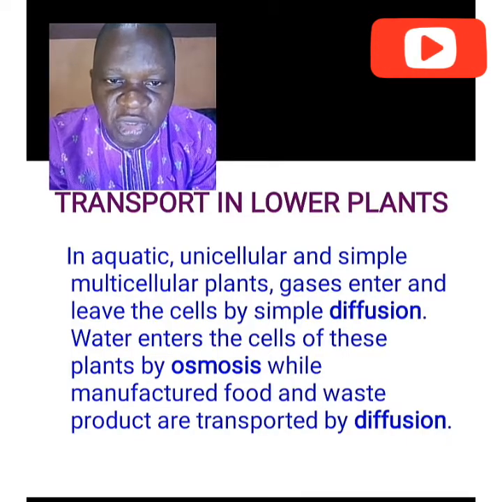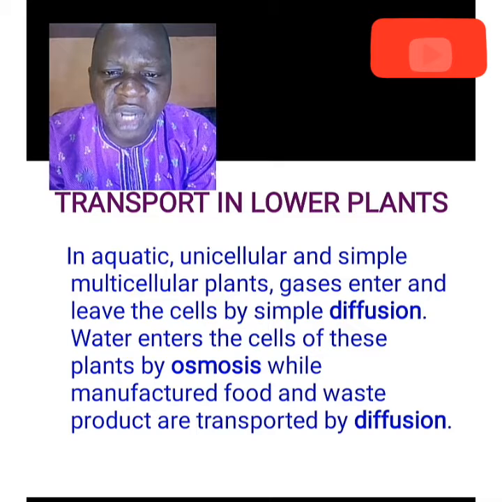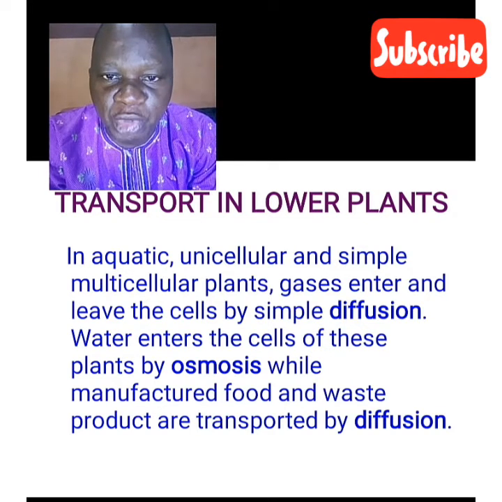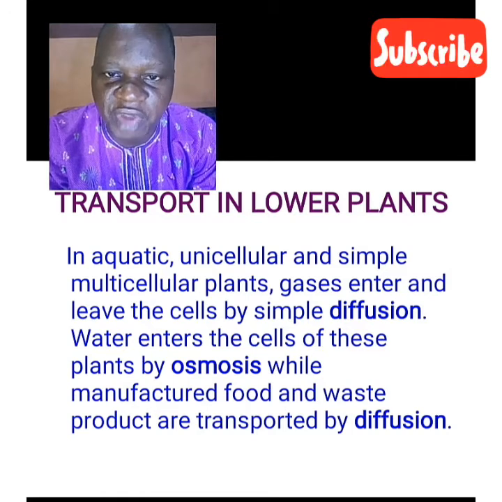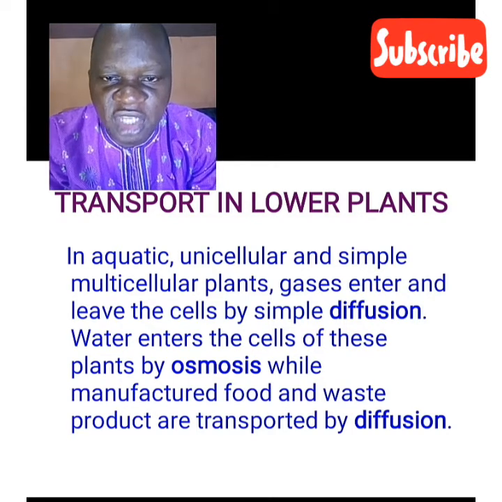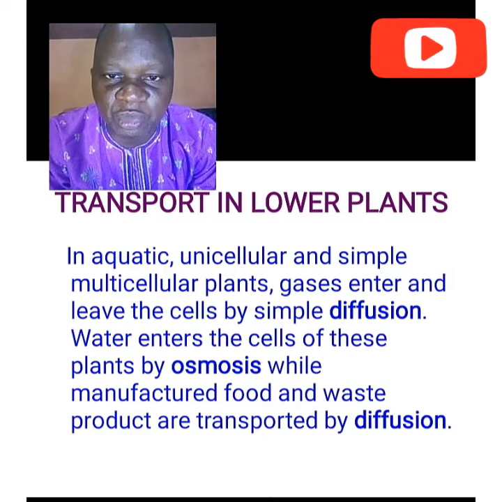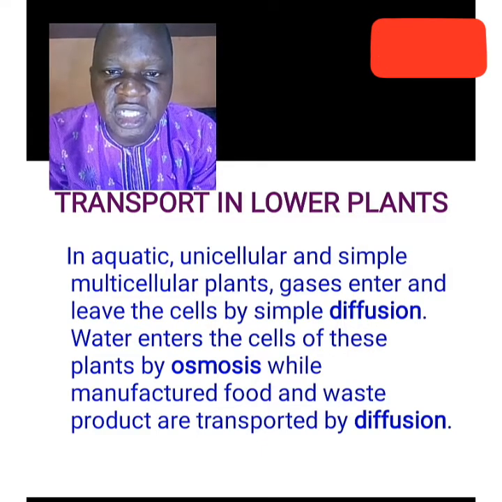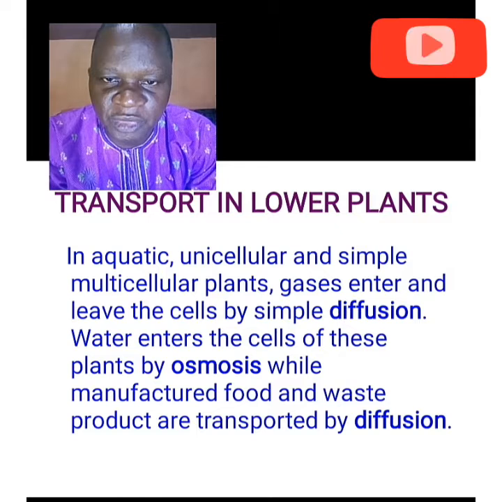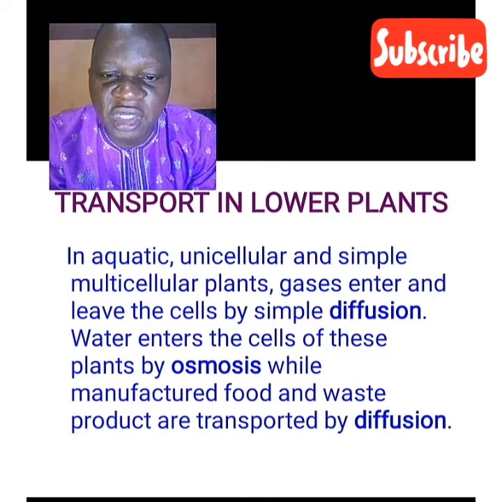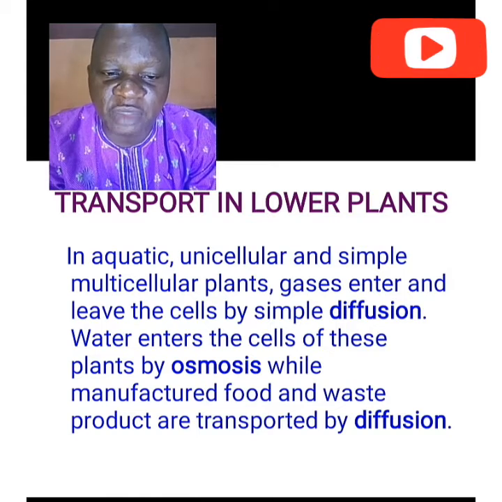Okay, so let's talk about transport in lower plant. In lower plants, like Chlamydomonas and Euglena, these lower plants have a large surface area to volume ratio, and as a result of that, they do not have any specialized transport system or specialized transport organ. So the gases enter and leave the cell through simple diffusion, and that's what you also have in animals. Water enters the cell of the plant by osmosis, while manufactured food and waste products are transported by diffusion.